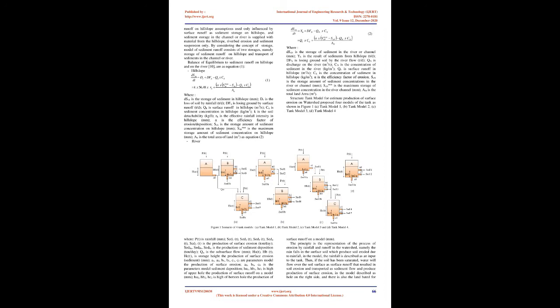Runoff on the hill slope assumes it is influenced only by surface runoff as sediment storage on the hill slope, and sediment storage in the channel or river is supplied with material from the hill slope, riverbed erosion, and sediment suspension only. By considering the concept of storage, the model of sediment runoff consists of 2 storages, namely storage of sediment runoff on the hill slope and transport of sediments in the channel or river.